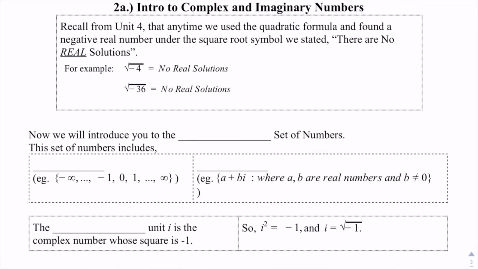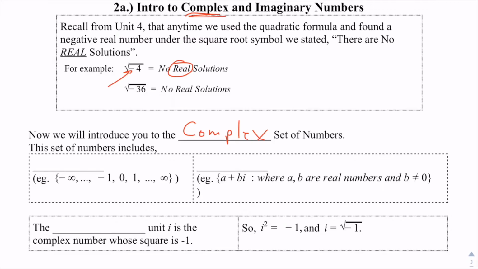Recall in Unit 4 that anytime we used the quadratic formula, if there was a negative under the radical, we always said there were no real solutions, which is really important. But with the set of complex numbers, we can actually come up with an imaginary number. Now we'll introduce you to the complex set of numbers.